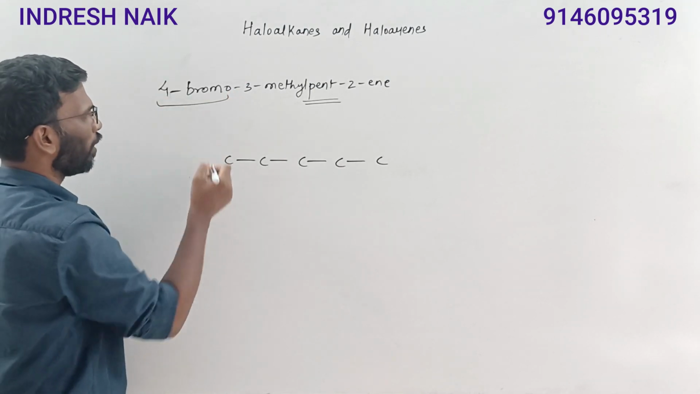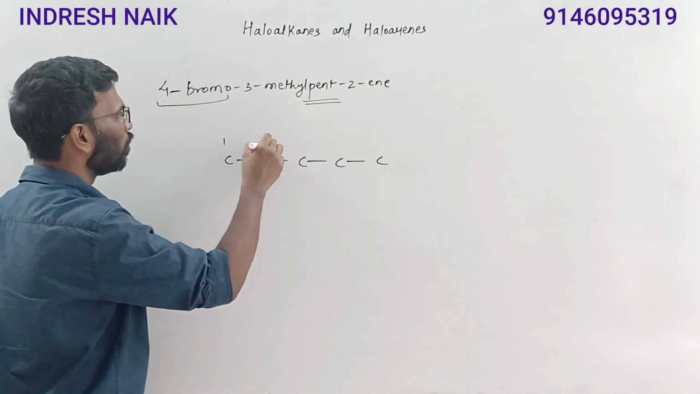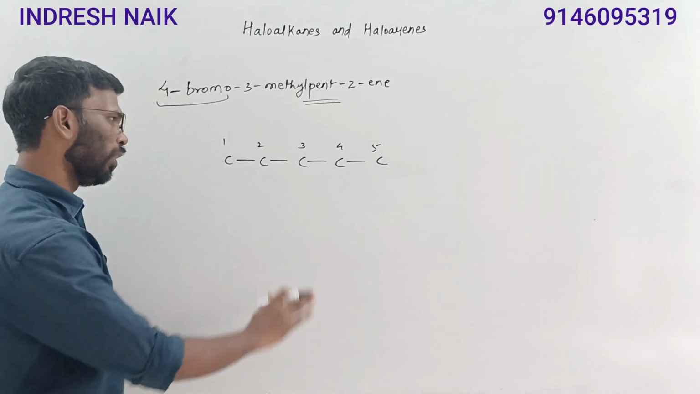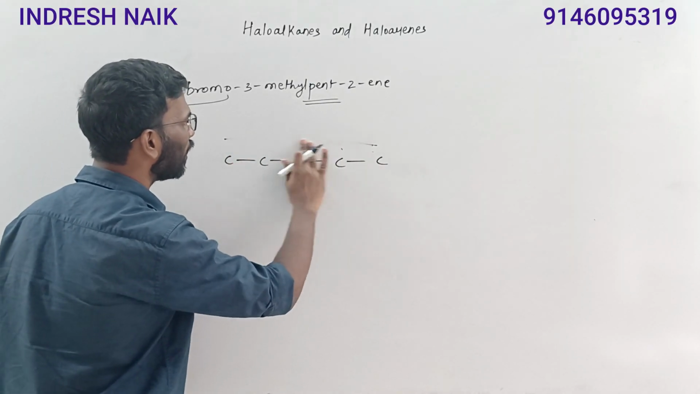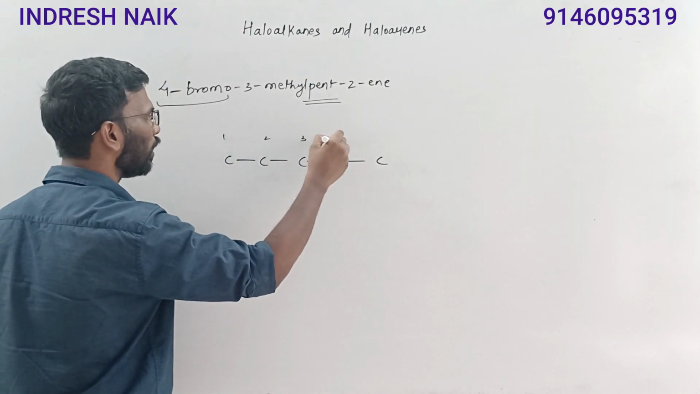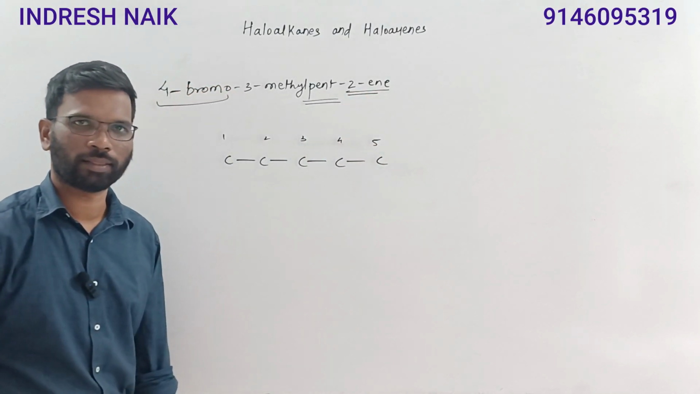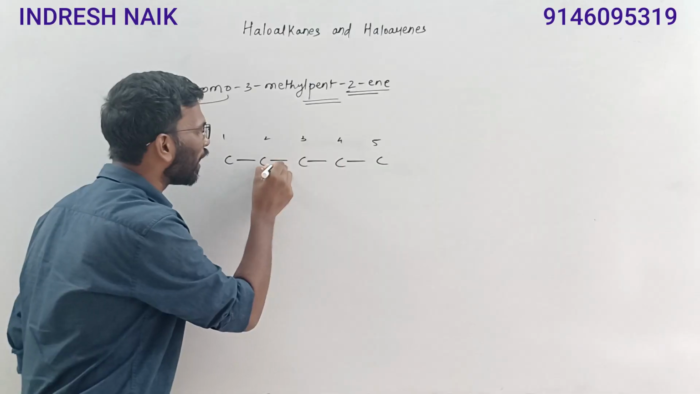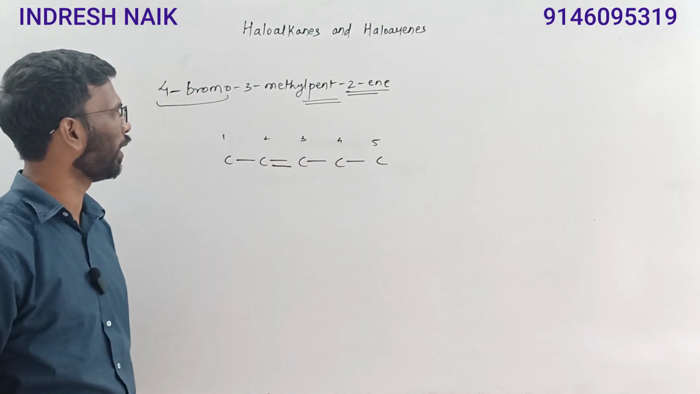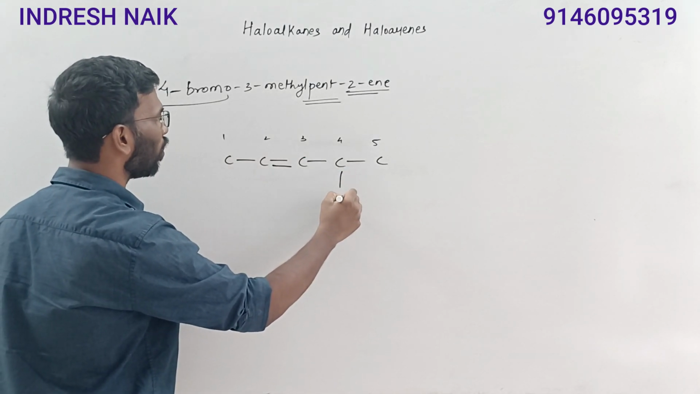4 bromo. If you are numbering this, you start from any side. Let's say 1, 2, 3, 4, 5. You should start from a side. Let's say you are doing it from here: 1, 2, 3, 4 and 5. You see that it's 2-ene, right? The double bond is on the second carbon. So the double bond is over here, second, right? And 4 bromo. Here there is your 4 bromo.